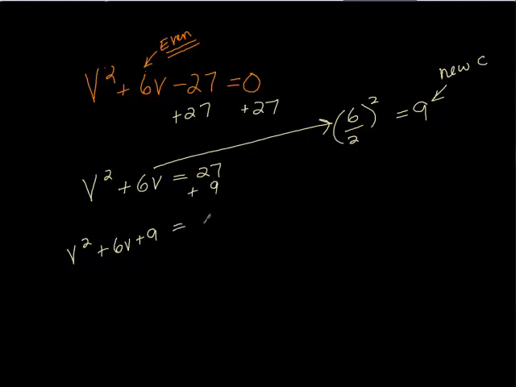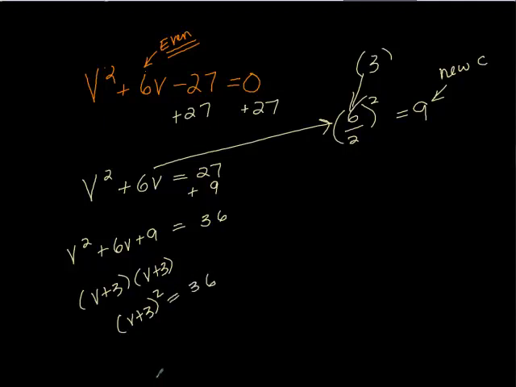The addition property of equality of algebra, and that gives us 36 here. Remember, this is this 3 right here, 6 divided by 2. This 3 right here is really important because it goes in here when we complete the square. We have v plus 3 times v plus 3, otherwise known as v plus 3 squared, is equal to 36.